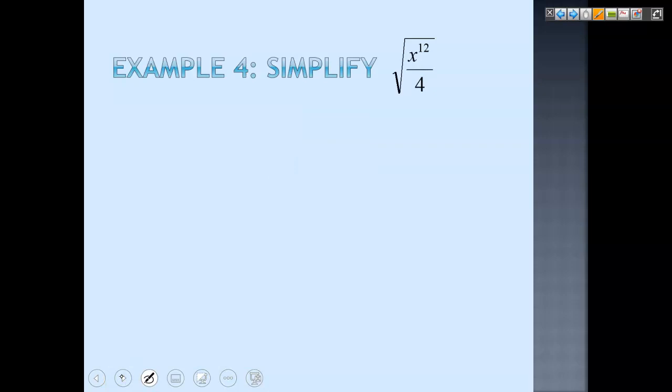Twelve and four again. 12 divided by 2 gives us 6. Square root of 4 is 2. Now, one of the things that I've seen is that we get goofed up. X to the 6 over 2 is equivalent to 1 half x to the 6. You just have to make sure that when you write the x to the 6 to the right, it does not look like it's just in the denominator. It has to be in the middle of that dividing bar.